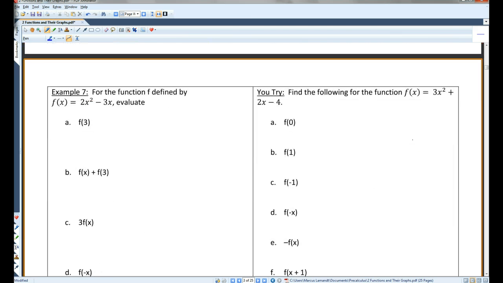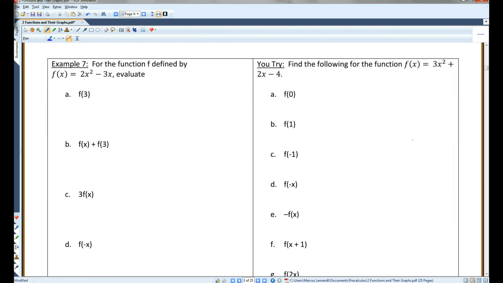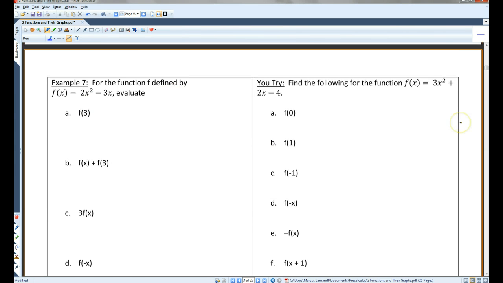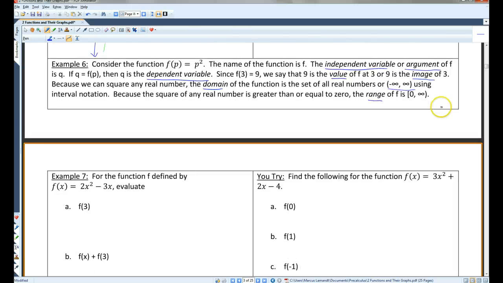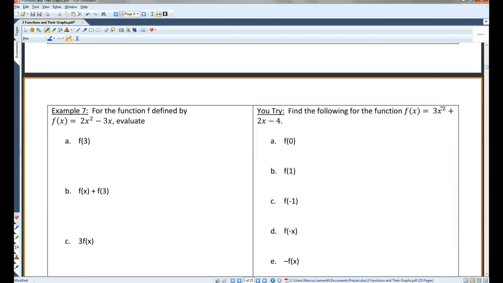Okay. All right. Example 7. For the function f defined by this. Actually, you know what? I think I'm going to end the video here and save that for the next video.